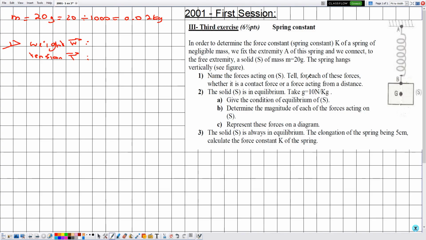Now in the same question, they are telling me to classify these forces to tell whether each force is a contact force or force acting from a distance. Then we know that the only three forces that act from a distance are the weight, the electric, and the magnetic. Therefore, weight is classified as acting from a distance. And all other forces are classified as contact forces, in particular the tension force.